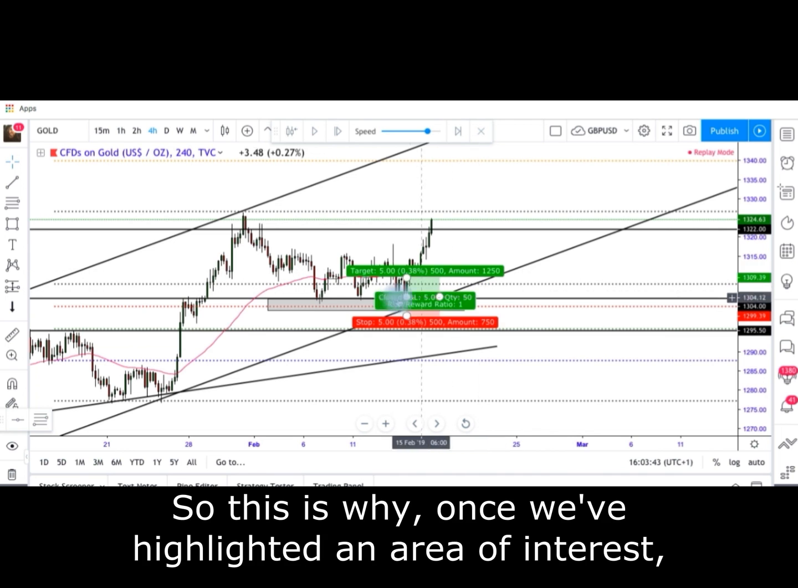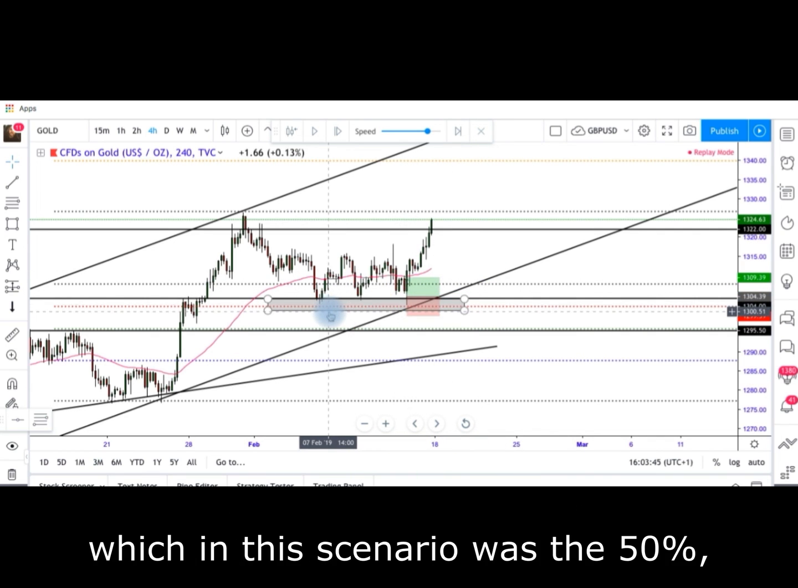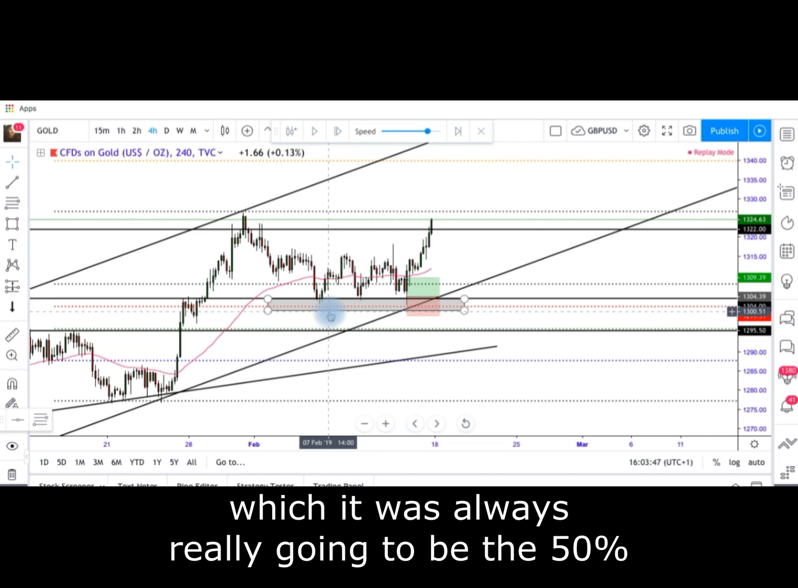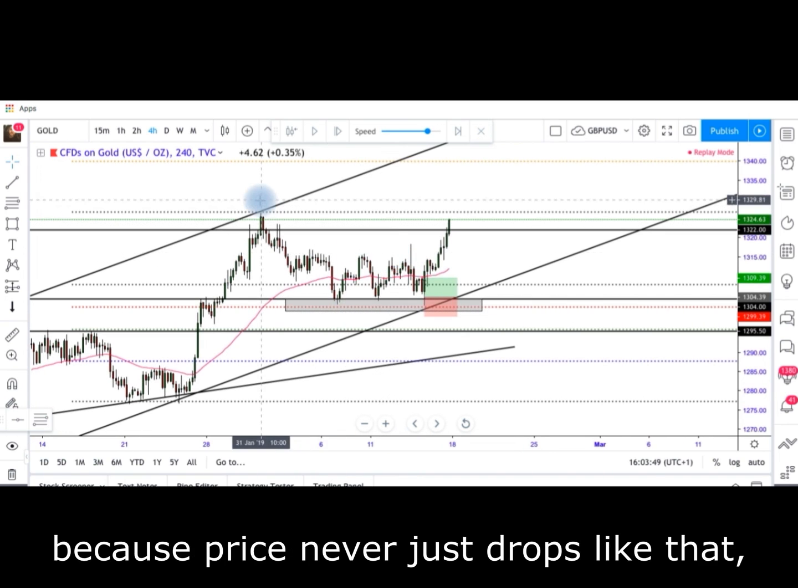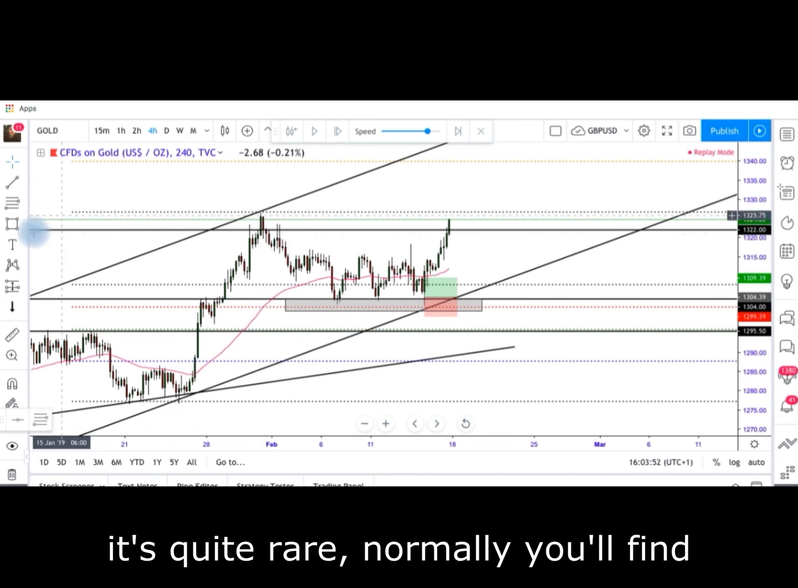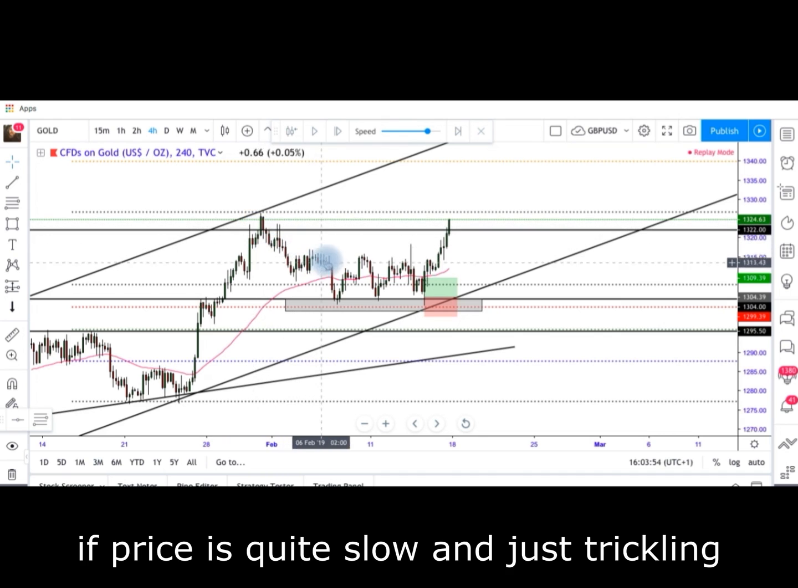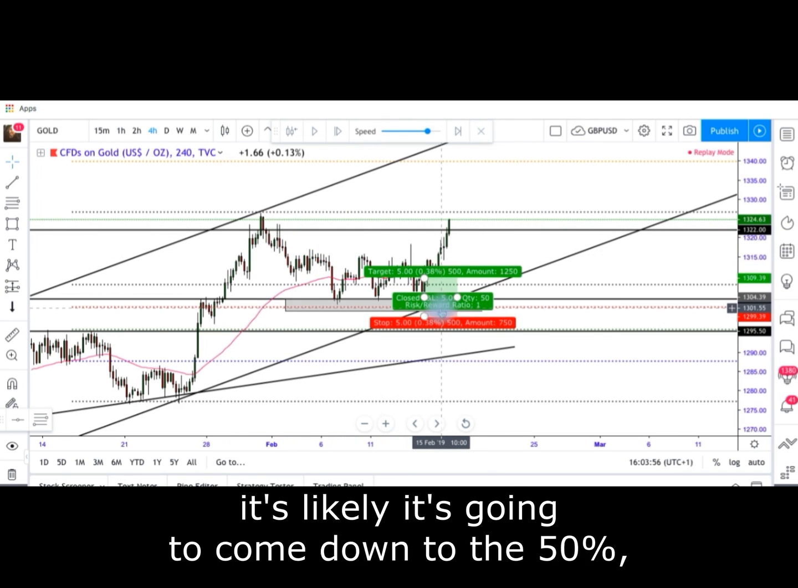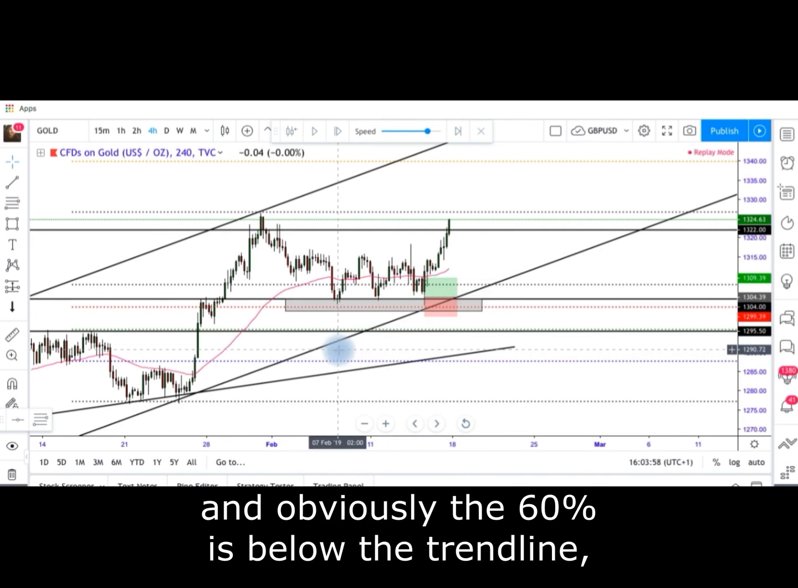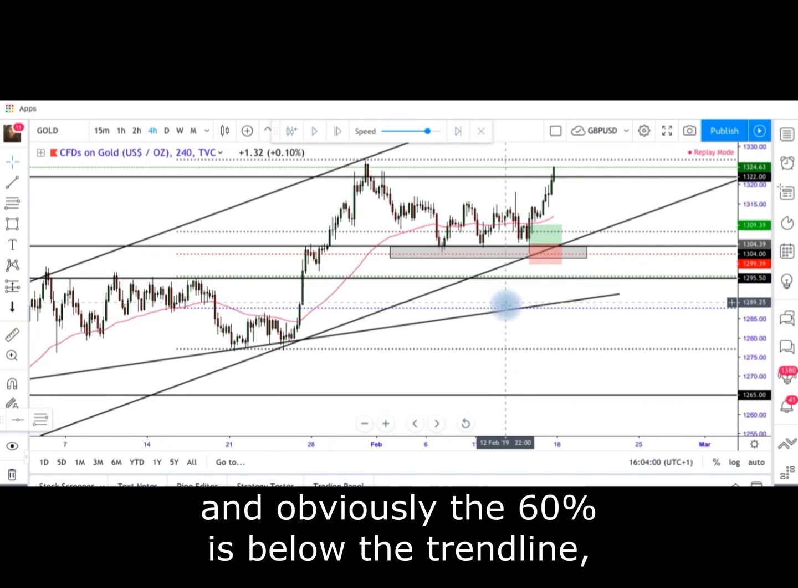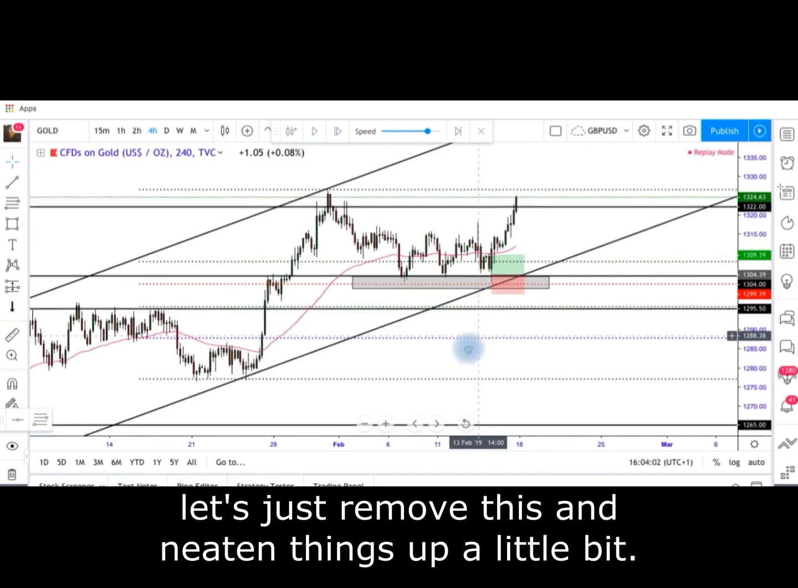So this is why once we've highlighted an area of interest, which in this scenario was the 50%, which it was always really going to be the 50% because price never just drops like that. It's quite rare. Normally you'll find if price is quite slow and it's just trickling like this to the right hand side, it's likely it's going to come down to the 50%. And obviously the 60% is below the trend line. Let's just remove this, neaten things up a little bit.